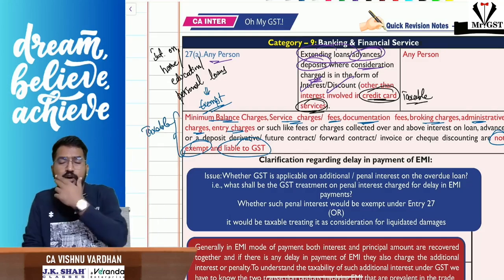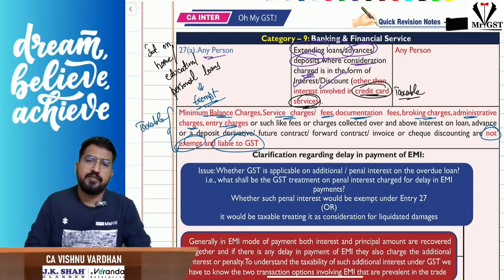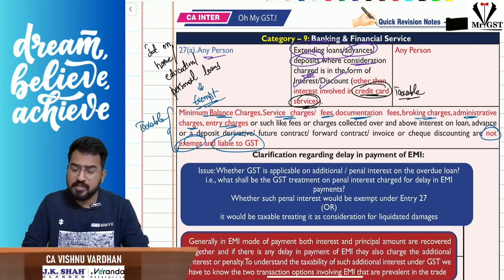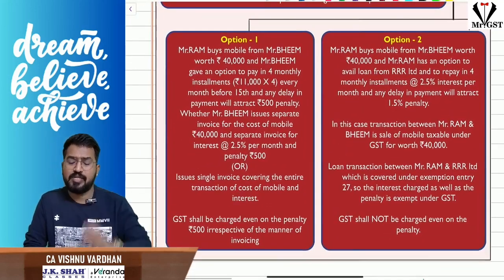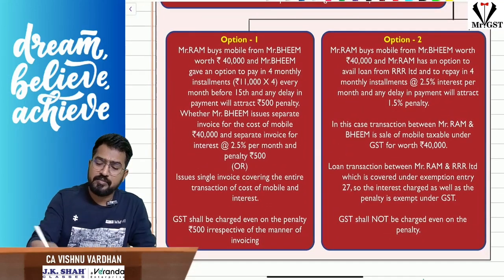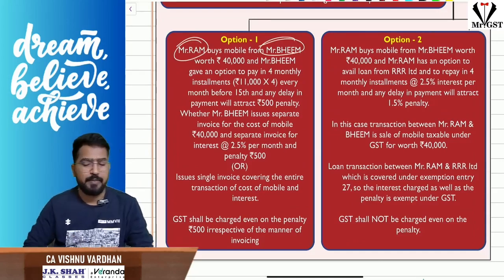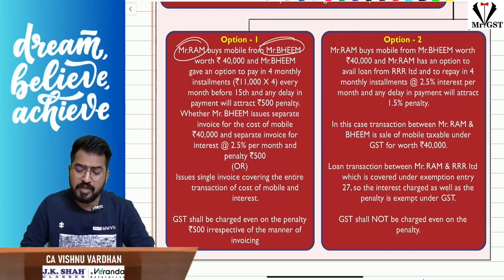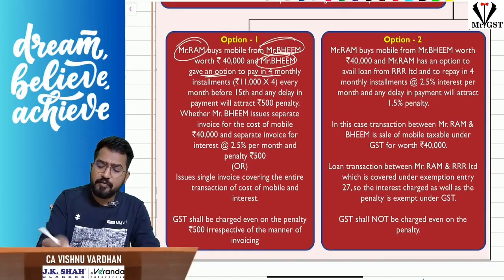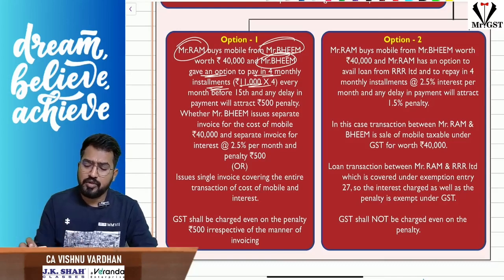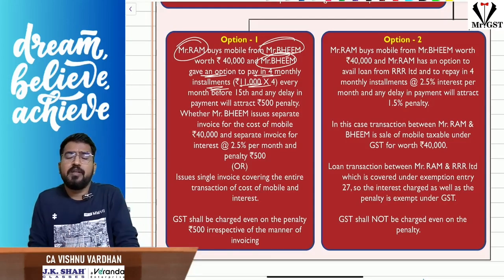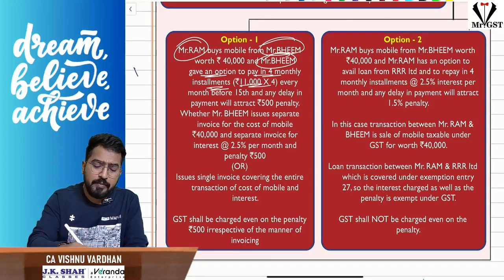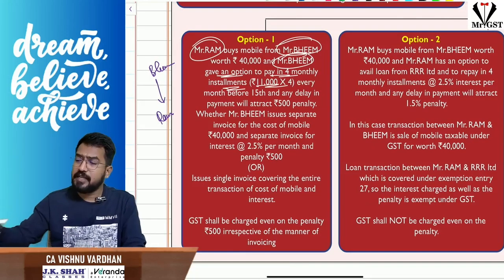Clear? Now, always understand whenever it comes to interest, we have discussed even in the previous marathon parts, that interest is of two types. I have given a clear example here. I am selling a mobile to you, or let us take the example itself. Mr. Ram is buying a mobile from Mr. Beam. For that 40,000 rupees worth of mobile, Beam has given an option to pay in 4 monthly installments, 11,000 every month. Now please understand, here there is no middle person. That means the sale is happening from Beam to Ram. So now Beam is charging an interest.